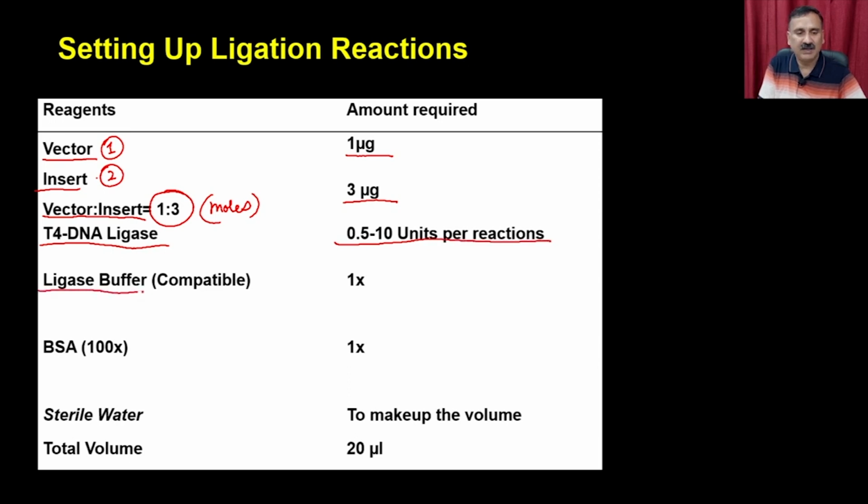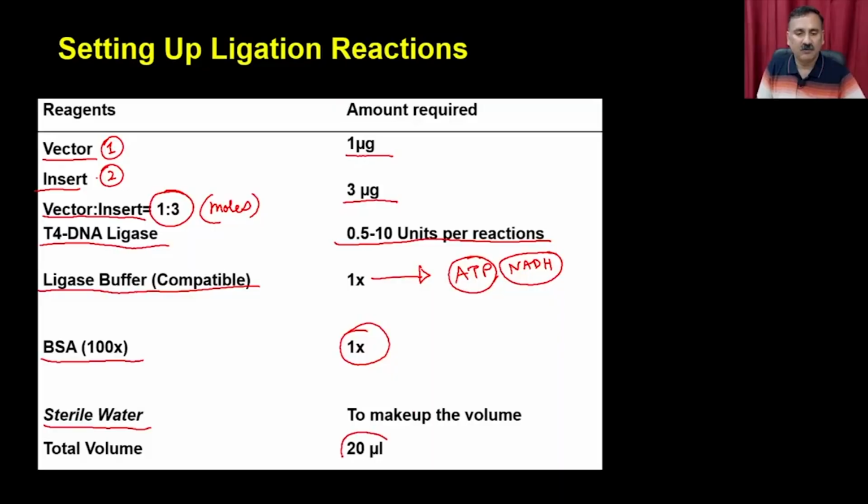Then you're going to add the ligase buffer. The ligase buffer is going to have the buffer and then ATP or NADH, whichever you are going to use, depending on the source of this ligase. For example, if you are using the T4 DNA ligase, it is going to have the ATP. But if you are using the E. coli ligase, it is going to have the NADH. Then it's also going to have the BSA, so 1x BSA, and then you are going to have the sterile water.